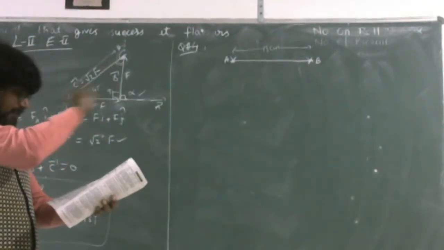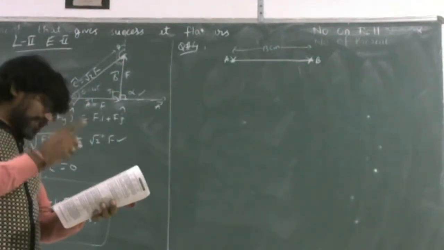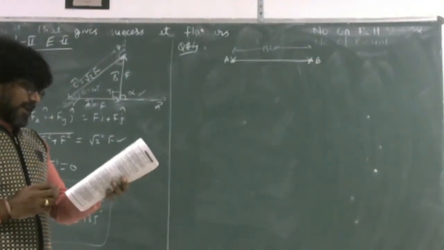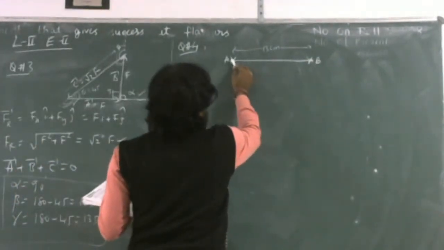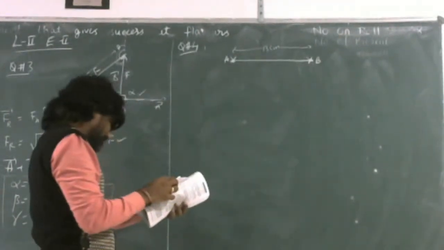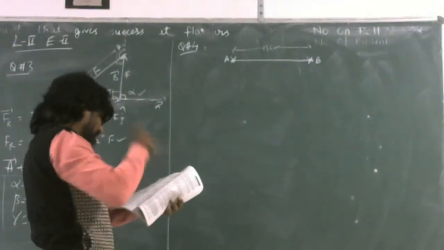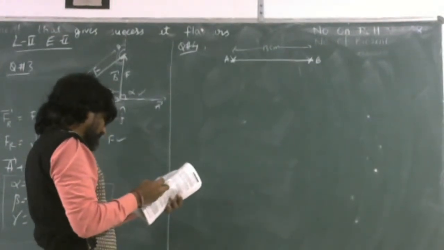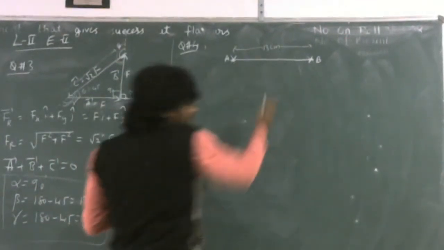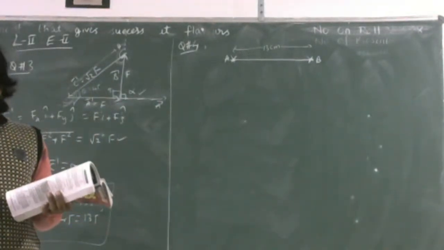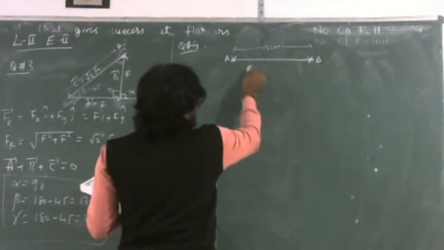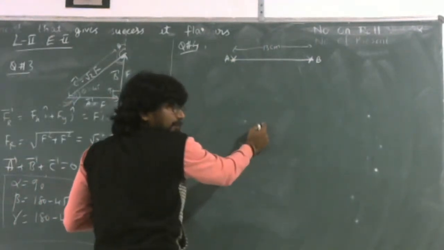A and B are separated by 13 centimeters. Now a body of 169 kg weight is suspended by a thread of 17 centimeters connecting A and B. This is 13, but another, longer 17 centimeter thread is connected here. To this the weight is attached. 169 kg weight.